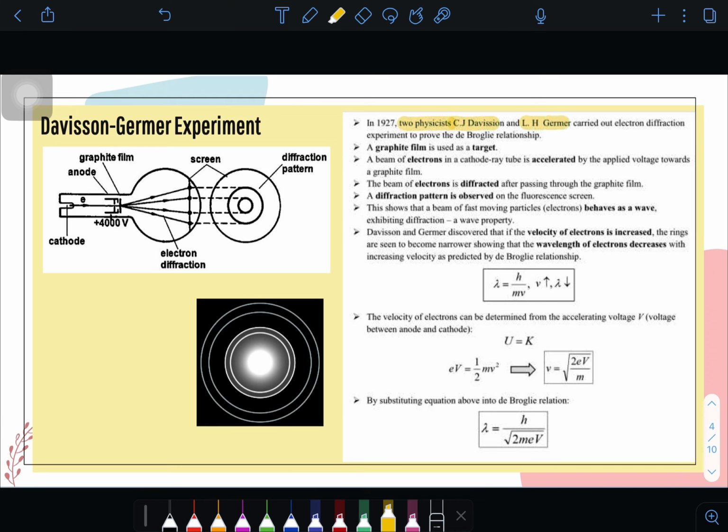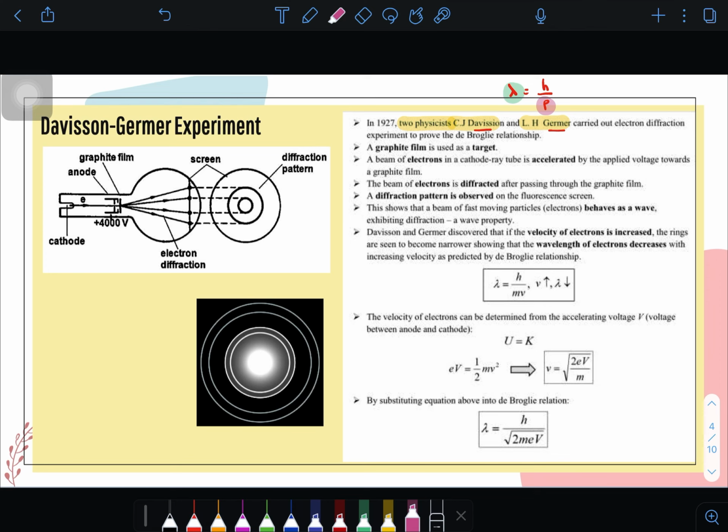So apa yang Broglie kata, lambda is equals to h/p. So lambda is the wave properties and p is the momentum, is the particle properties. So dia nak buktikan the electron as a particle can have a wave properties.